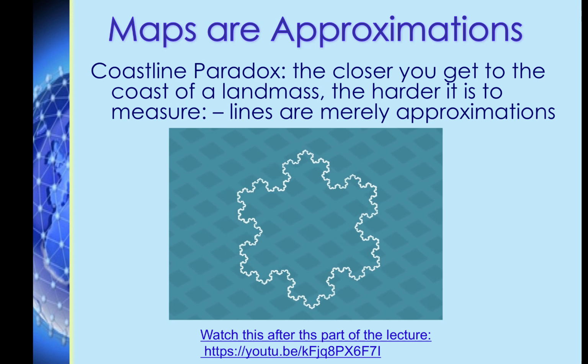But one of the things that we also need to recognize about them is that they are always, no matter how accurate our instruments of measurement are, approximations. And this can be demonstrated no better than the coastline paradox. The idea of the coastline paradox is the closer you get to the coast of any landmass, the harder it is to measure. There's more space to measure the closer up you get.